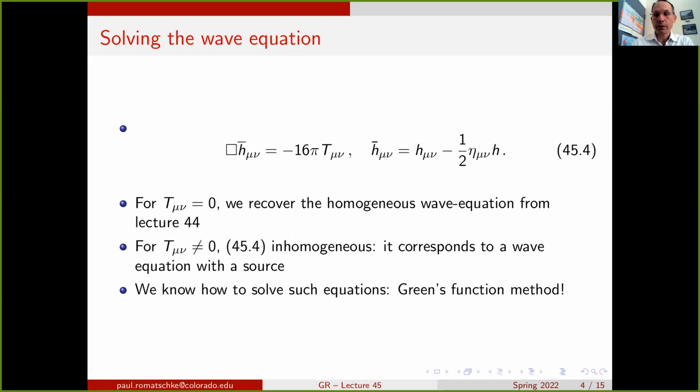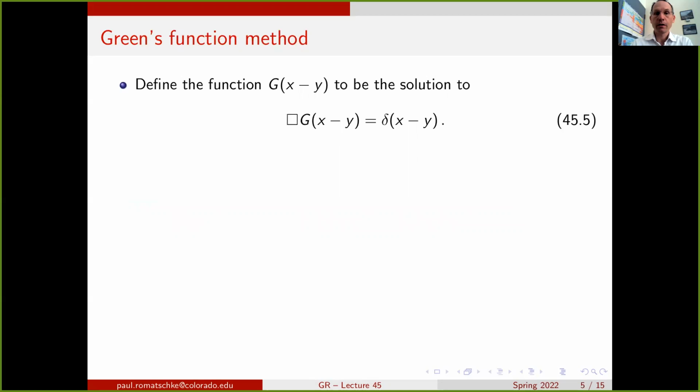We know how to solve such equations. There's the Green's function method that is central to the discussion of classical electrodynamics. And we're going to use this technique to solve the inhomogeneous wave equation for gravitational waves. How does this work? Well, we define the Green's function g to be a solution of an equation that is just like the wave equation with a delta-like source on the right-hand side.